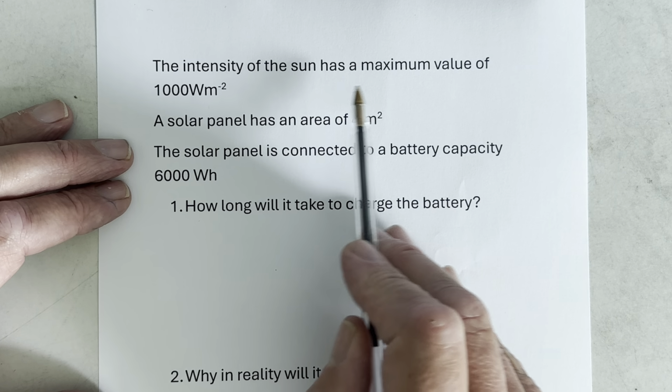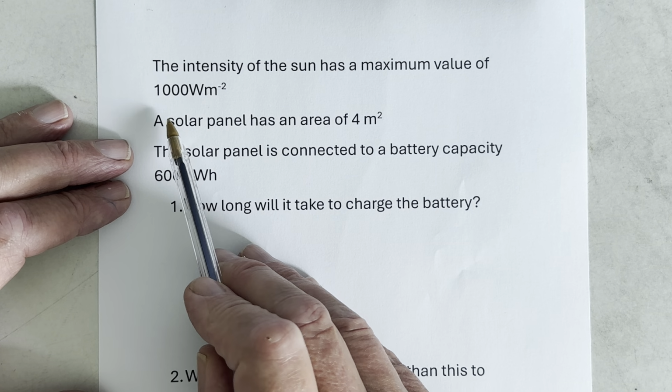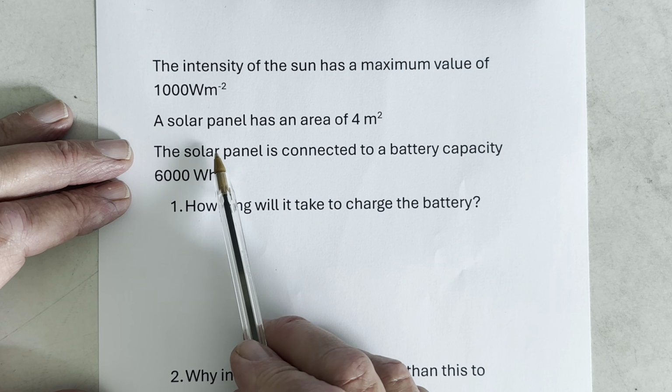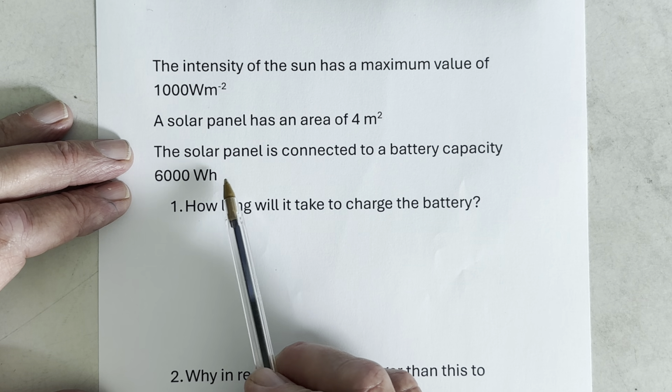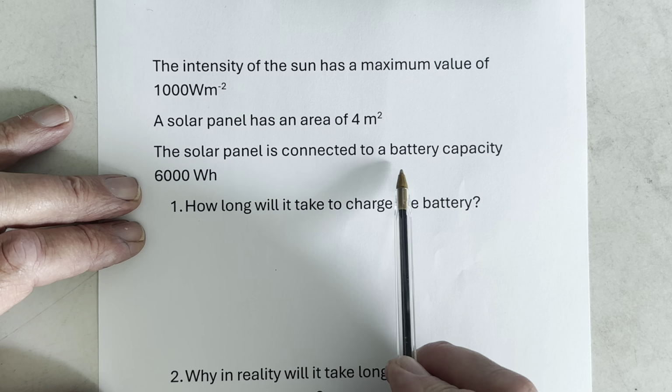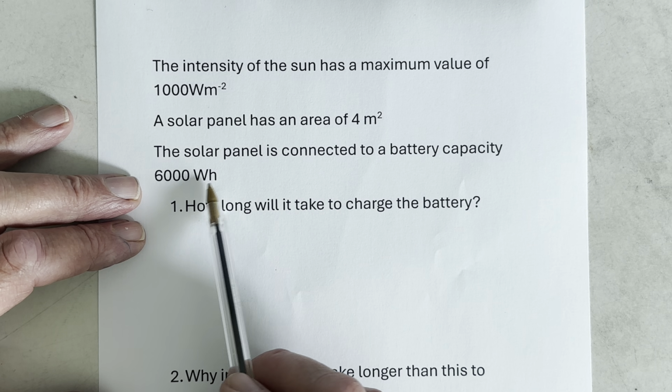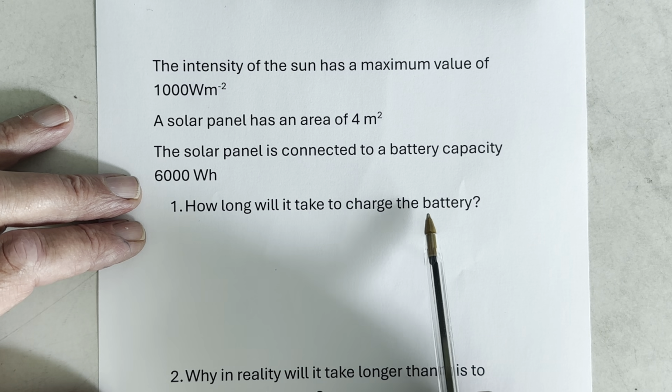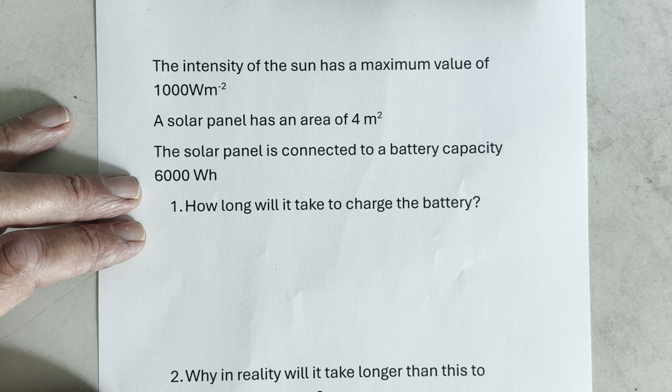The intensity of the sun has a maximum value of 1000 watts per metre squared. A solar panel has an area of 4 metres squared. The solar panel is connected to a battery of capacity 6000 watt hours. How long will it take to charge the battery?